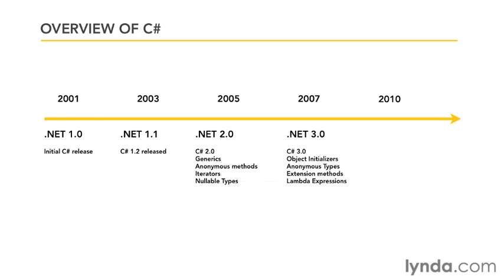And then that brings us to 2010, which was when the .NET 4.0 framework was released, and along came C# 4.0, with things like dynamic binding and named and optional arguments. And, as you may have detected by now, a bit of a pattern, we will be looking at some of those later on in the course.